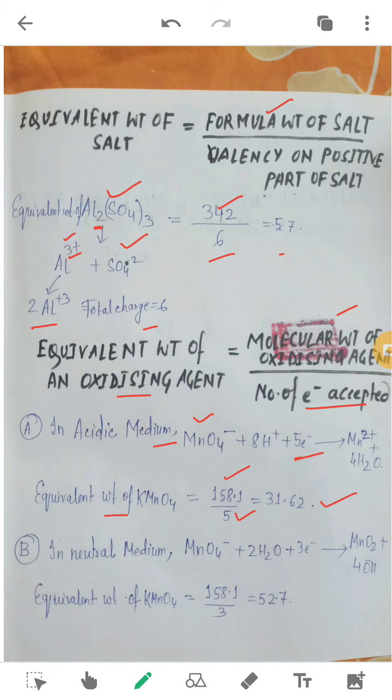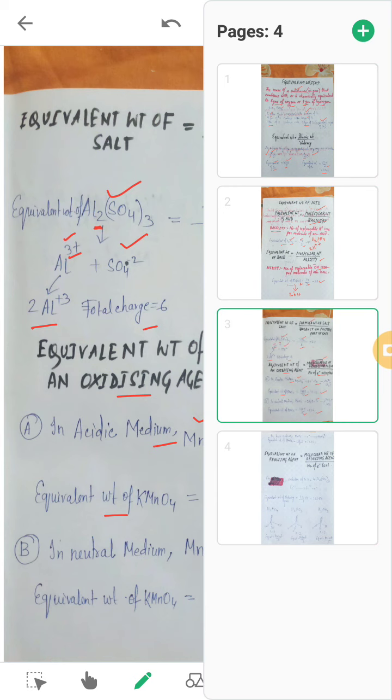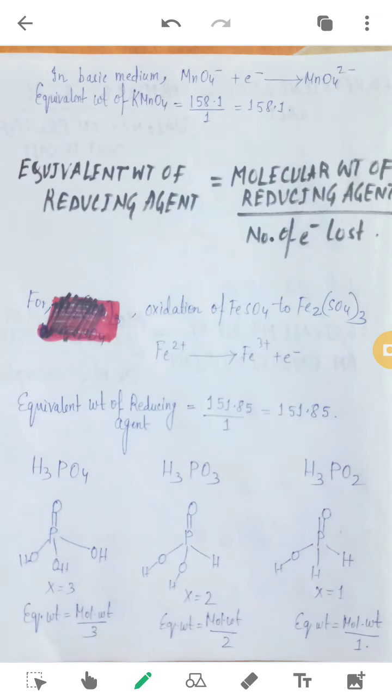In the next part of your book, redox reactions, you will be seeing this kind of reaction in different mediums, and you are going to balance them. That is different; that is not required now. In neutral medium, this is the reaction given again. How many electrons are accepted? 3 electrons, so the number of electrons accepted becomes 3. So here is the result. Next, in basic medium, we can see this reaction, 1 electron accepted, so hence we get the result as 158.1.